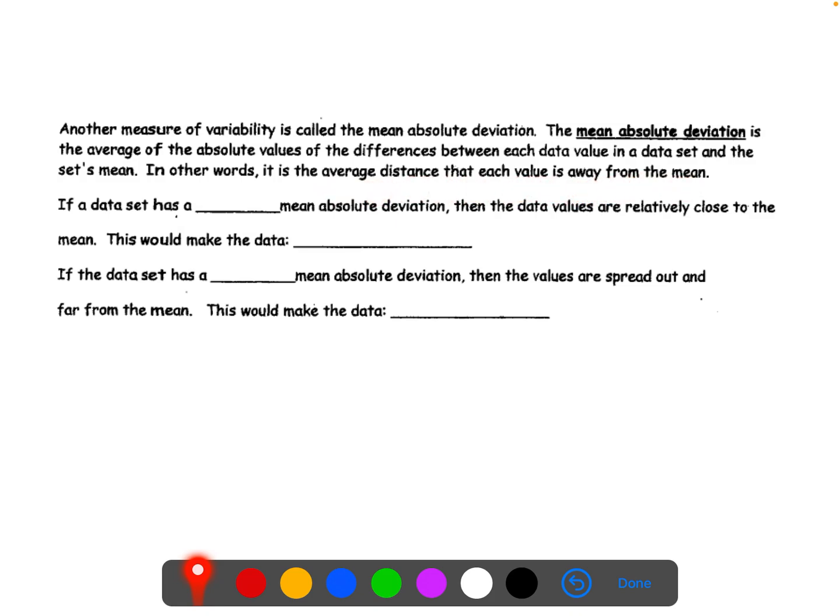So let's fill this in before you go ahead and calculate for the two players. If a data set has a small mean absolute deviation, then the data values are relatively close to the mean, and that makes the data consistent. If the data set has a large mean absolute deviation, the values are spread out and far from the mean, which makes the data inconsistent. Remember, good, bad.